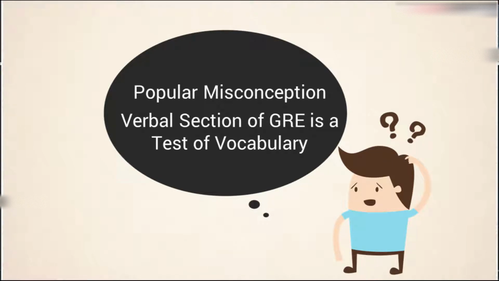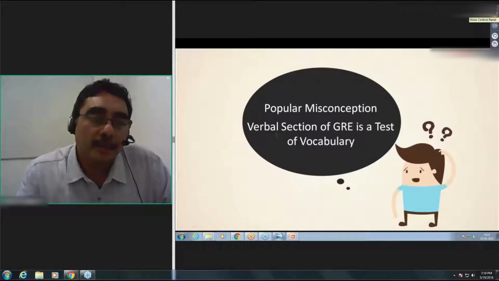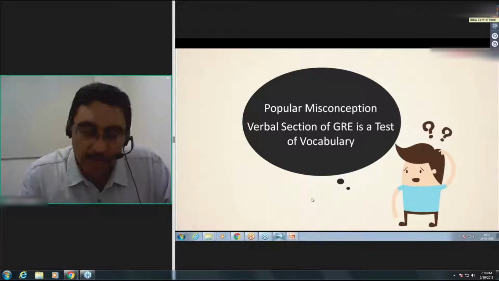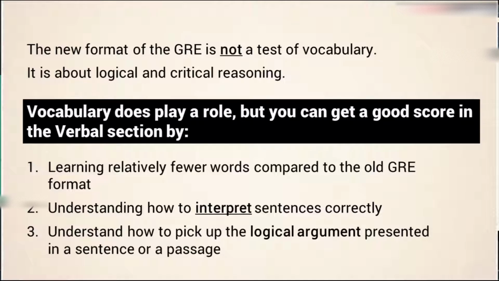The earlier versions of GRE, where you had analogy question types and antonyms, were greatly dependent on vocabulary. But this version of GRE is not actually a test of vocabulary. You need to know vocabulary, you need to have knowledge of words or have a good vocabulary, but it's not a test of vocabulary. What is it exactly then? Let's see through some of the examples in the next few slides.